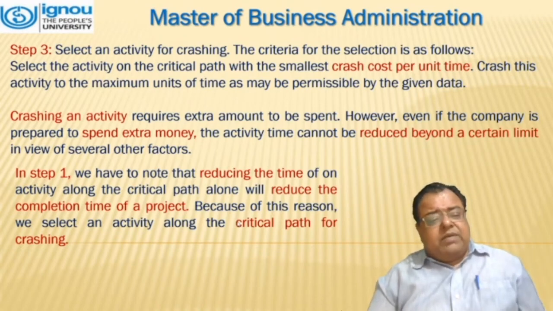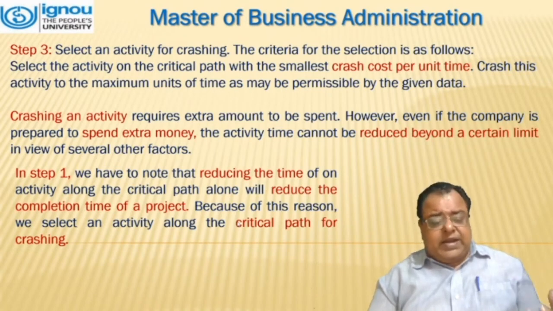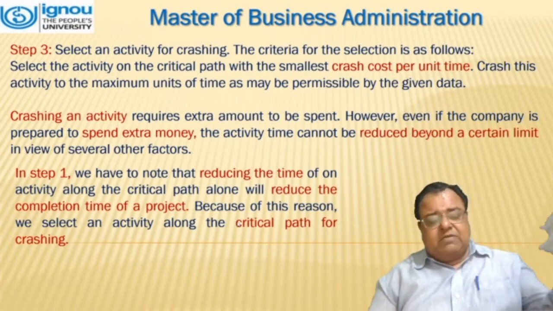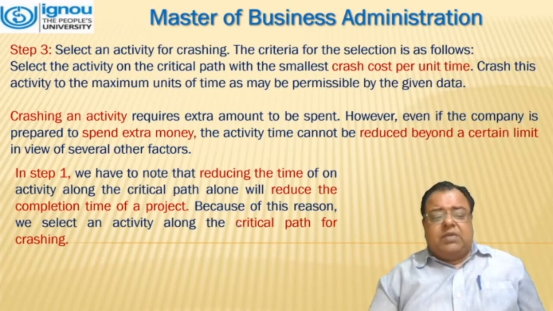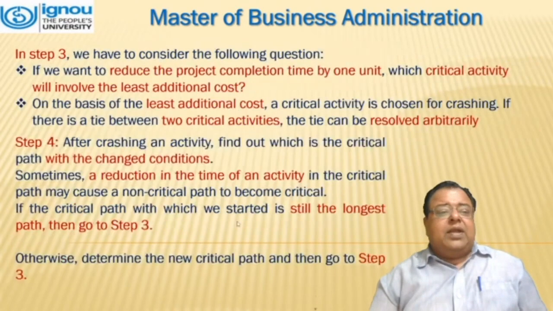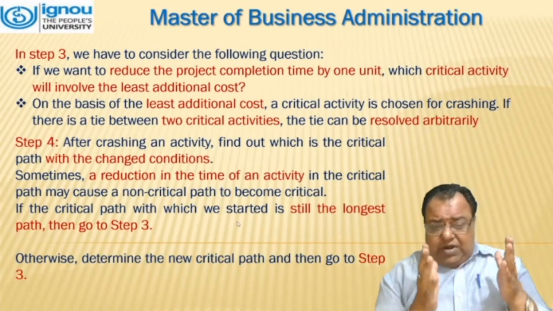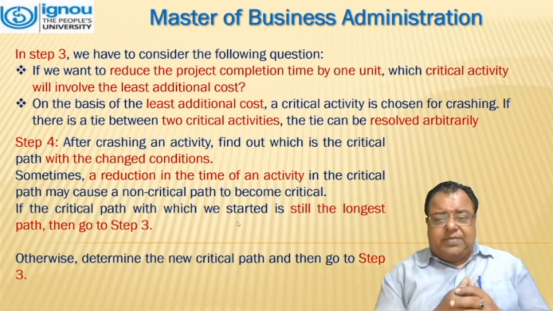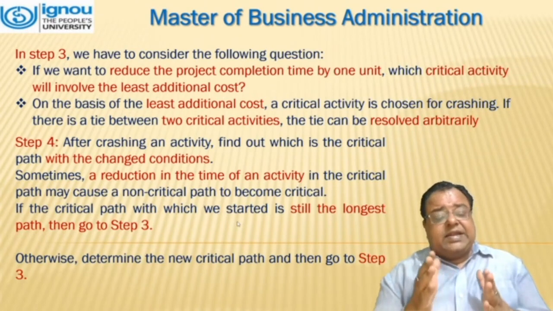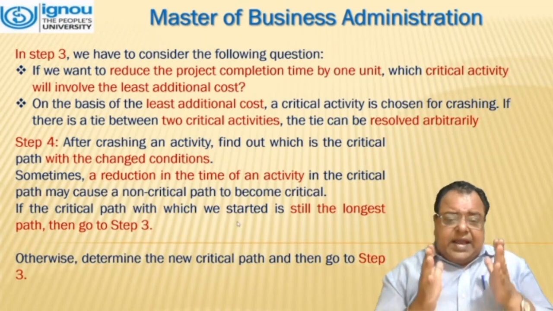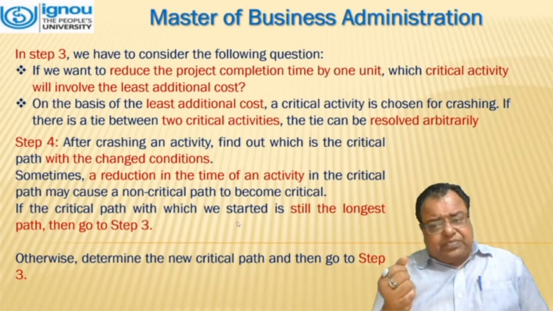In step 1, we have to note that reducing the time of an activity along the critical path alone will reduce the completion of the project. Because of this reason, we select an activity along the critical path for crashing. Step 3 is basically we have to consider the following questions. If we want to reduce the project completion time by 1 unit, which critical activity will involve the least additional cost? And on the basis of least additional cost, a critical activity is chosen for crashing.